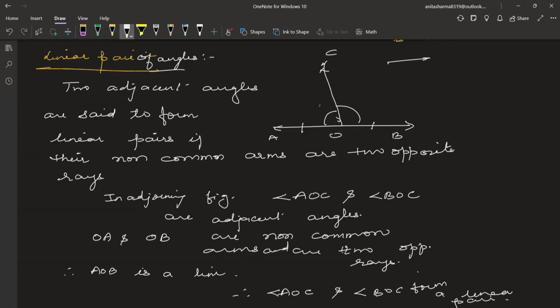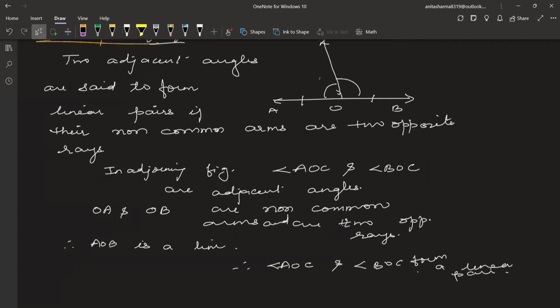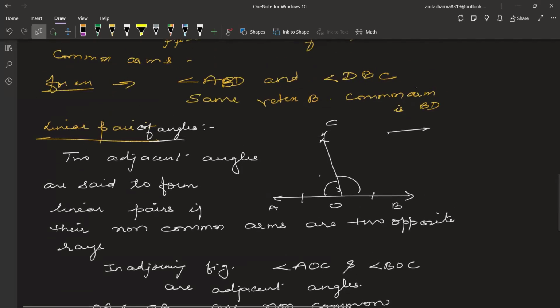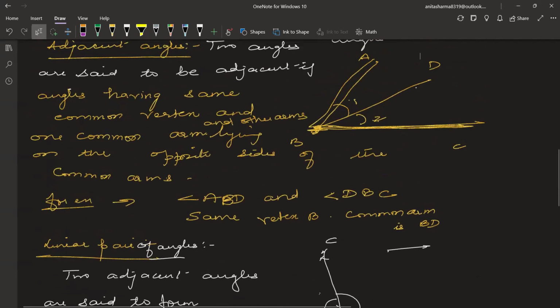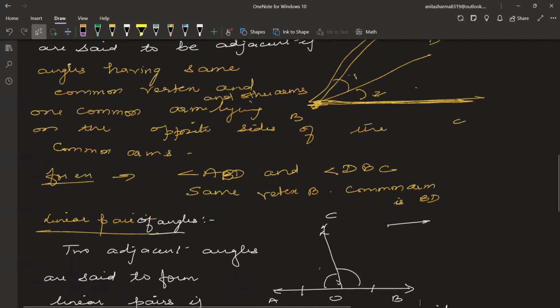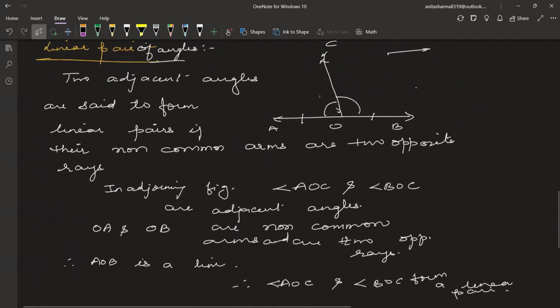Understood, beta? Ma'am, while explaining adjacent angles, you drew a figure, right? Is that figure not a linear pair? No, that one is not a linear pair. This is a linear pair because AO and OB are opposite rays. And in the above one, in the adjacent angles, OA and OC are not opposite rays and they are not forming a line after combining. Please note it down fast, children.